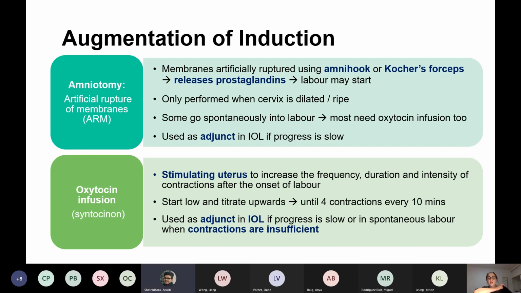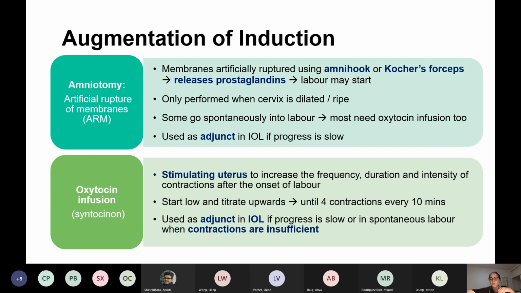Okay, so then things to augment labour or augment induction. This will help it along. The first one is artificial rupture of membranes. So basically, you use an amnihook or a specific type of forceps, and if you rupture the membranes, it releases prostaglandins, and that can start labour. So, for example, if you've given someone prostaglandins and their cervix is ripened and they've got things going, they might then rupture the membranes, which will release more prostaglandins and hopefully start labour.